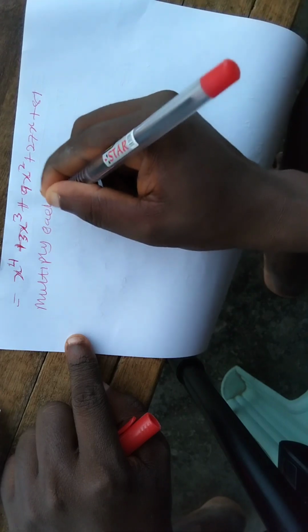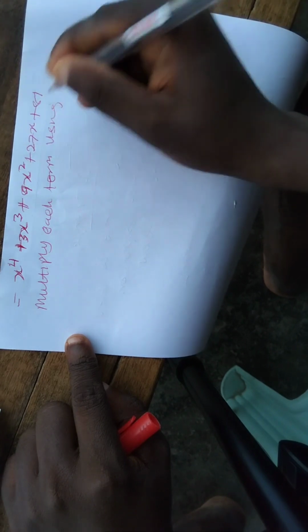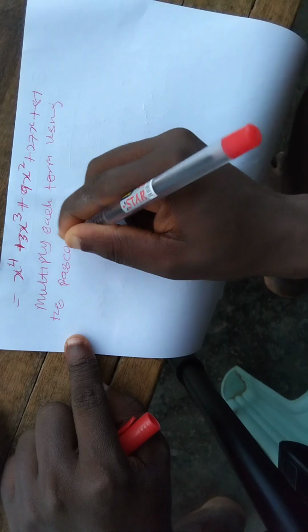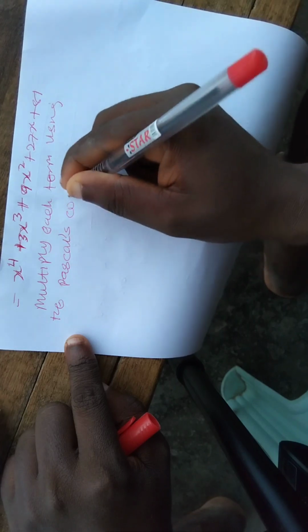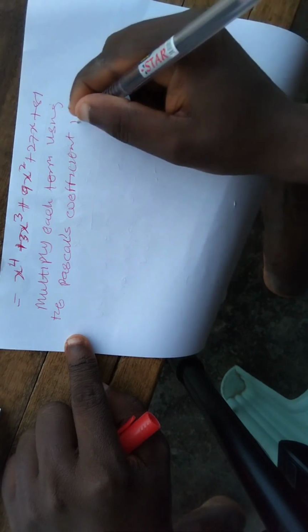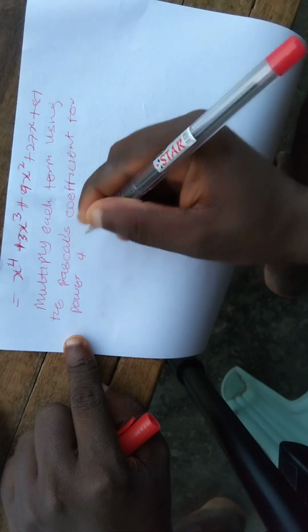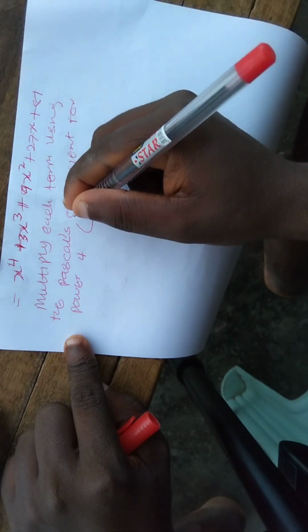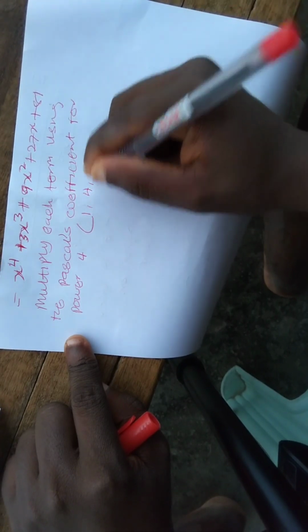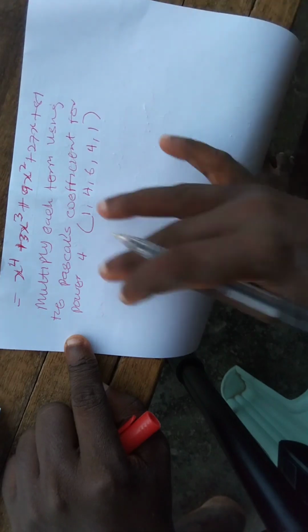So we will now multiply each term using the Pascal's coefficients, using the Pascal coefficient for power 4. In brackets, we have 1, 4, 6, 4, 1. This is the Pascal coefficient.